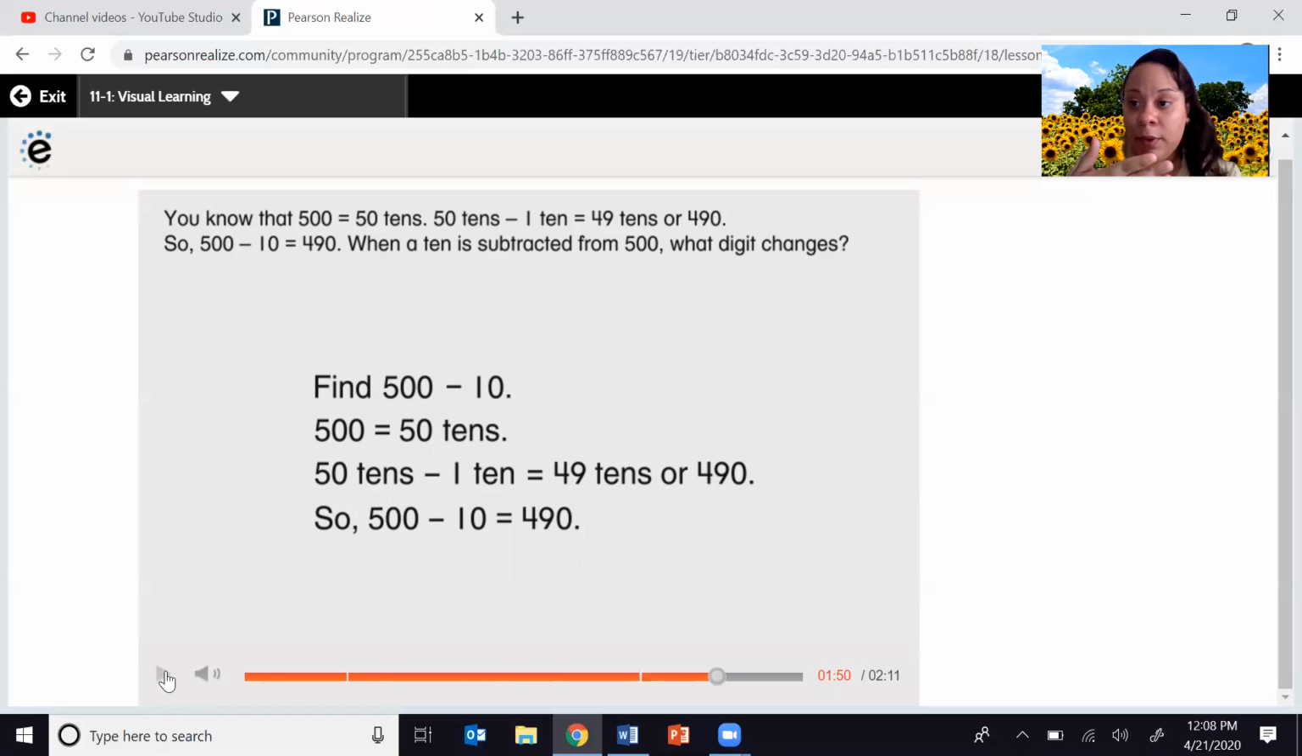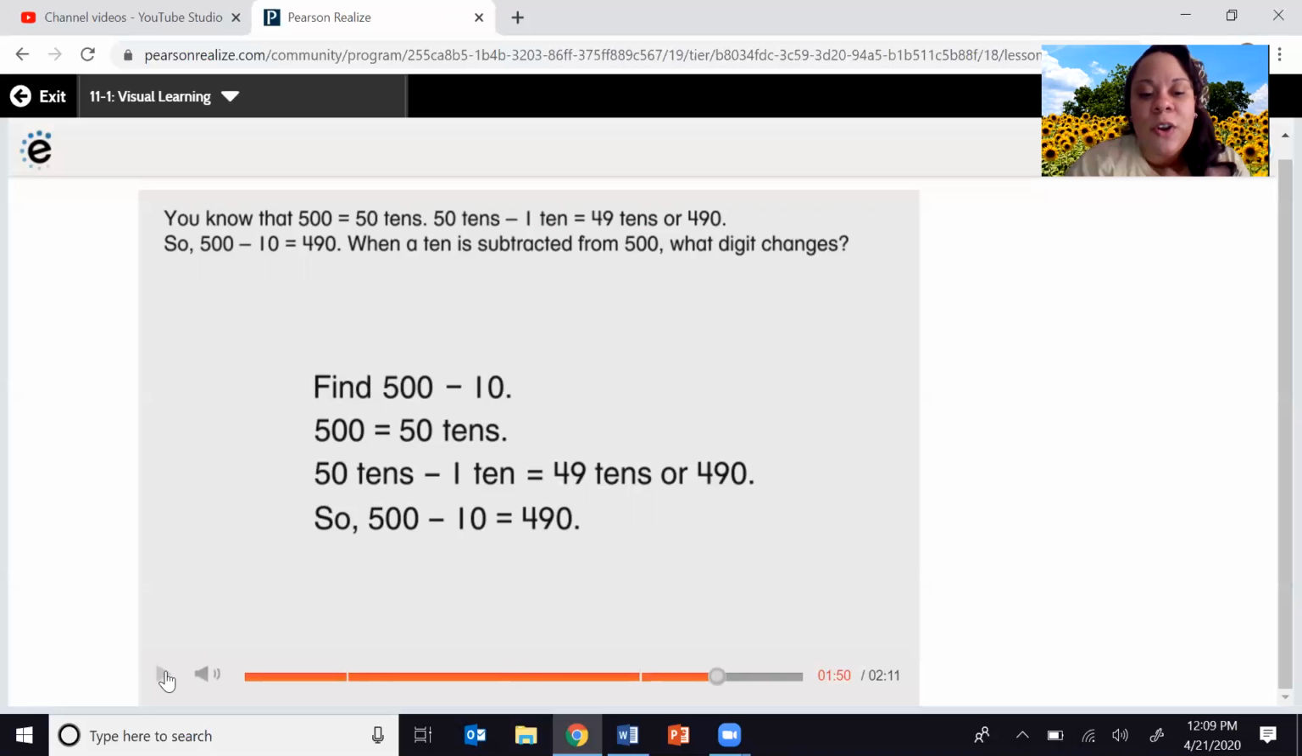But remember, we're working with hundreds here. So it's actually not 49 tens, but 49 tens is the same as 490. So 500 minus 10 is 490. Just in your head, remember, when you see a number like 500 or 400 or 300, think of it like this. 500 is 50 tens. 400, 40 tens. 300, 30 tens.